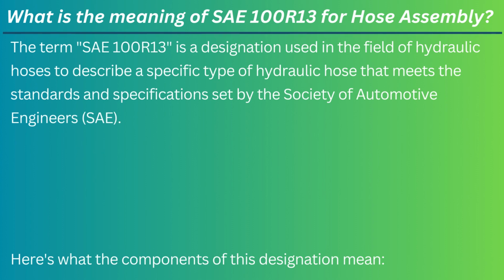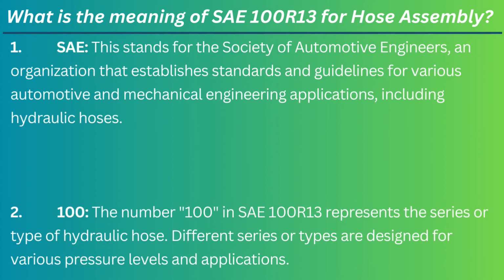The term SAE 100R13 is a designation used in the field of hydraulic hoses to describe a specific type of hydraulic hose that meets the standards and specifications set by the Society of Automotive Engineers, SAE. Here's what the components of this designation mean. 1. SAE. This stands for the Society of Automotive Engineers, an organization that establishes standards and guidelines for various automotive and mechanical engineering applications, including hydraulic hoses.